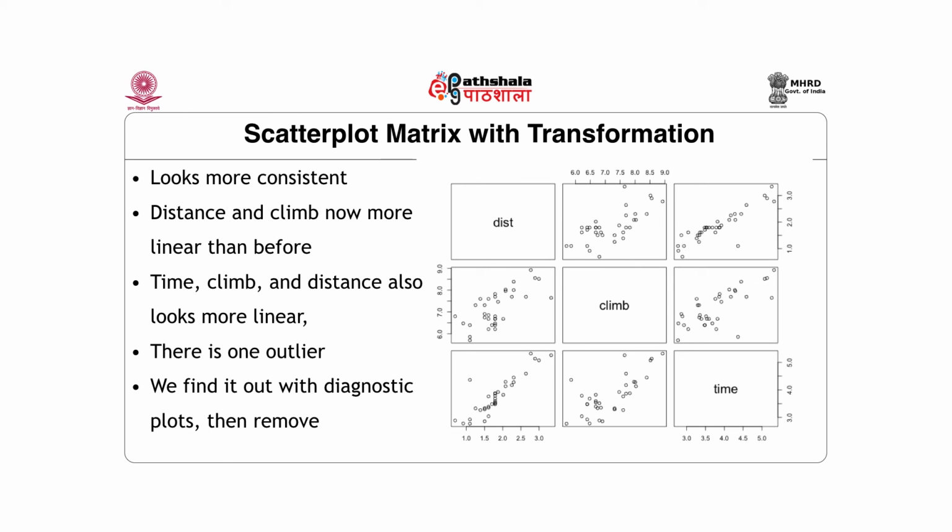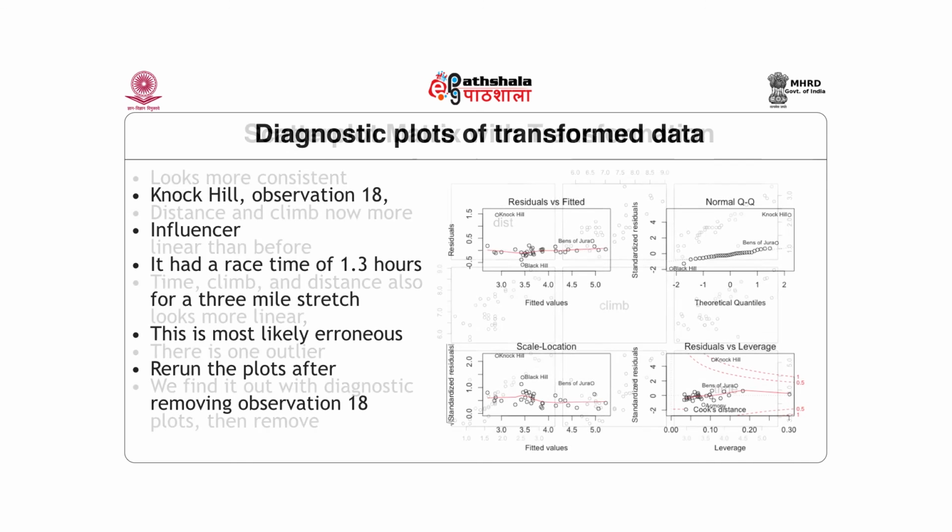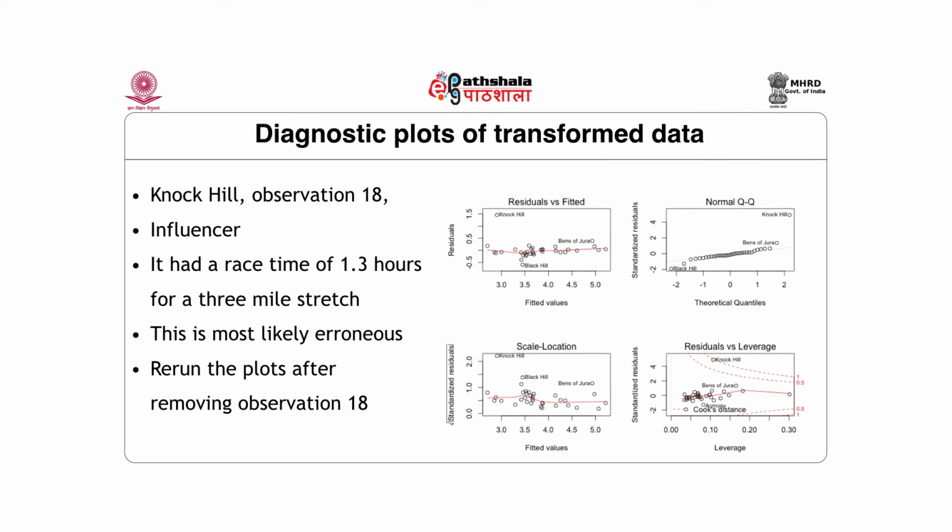We know by this time that in order to find out an outlier, we need to run some diagnostic plots. So diagnostic plots are here. When you look at the diagnostic plots, you can see that the Knock Hill race, observation number 18, is an influencer because the Cook's distance exceeds the magic value of 1. Interestingly, it turned out that it had a race time of 1.3 hours for a 3-mile stretch. Obviously, there could be some mistakes.